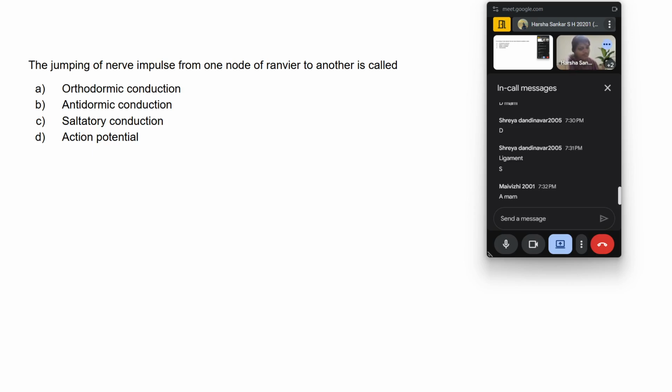Remember where the nodes of Ranvier are. There are neurons, then there is the myelin sheath, and along it there are nodes of Ranvier. So from one node of Ranvier to another, there is jumping of nerve impulses happening. That kind of transmission is known as saltatory conduction.